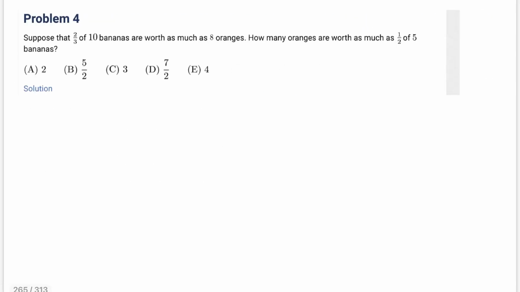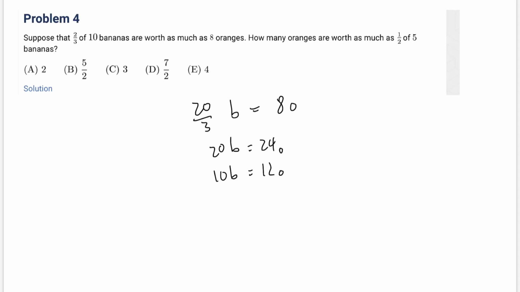Problem number 4. Suppose that 2/3 of 10 bananas are worth as much as 8 oranges. How many oranges are worth as much as half of 5 bananas? Okay, so 20/3 bananas equals 8 oranges. 20 bananas are 24 oranges. 10 bananas divided by 2 are 12 oranges.